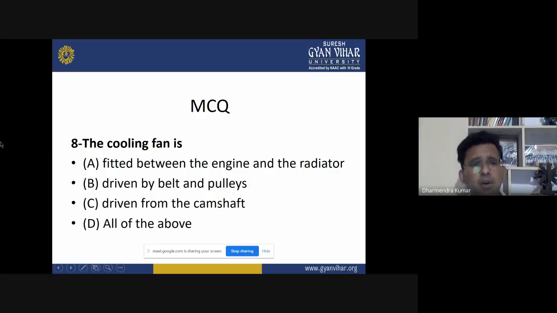Then we can say that all three statements are true regarding this cooling fan. Then we will surely go with the all of the above option.